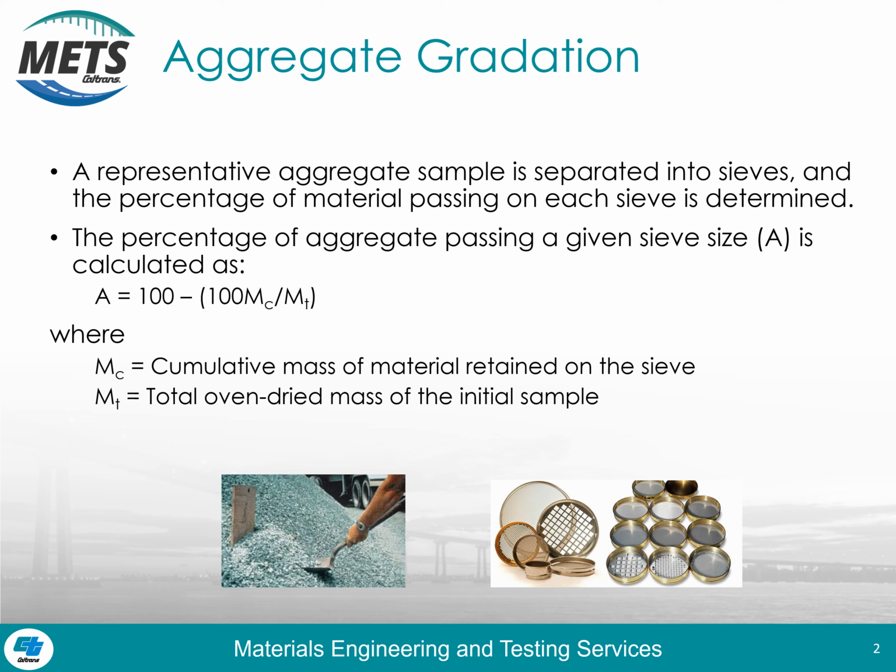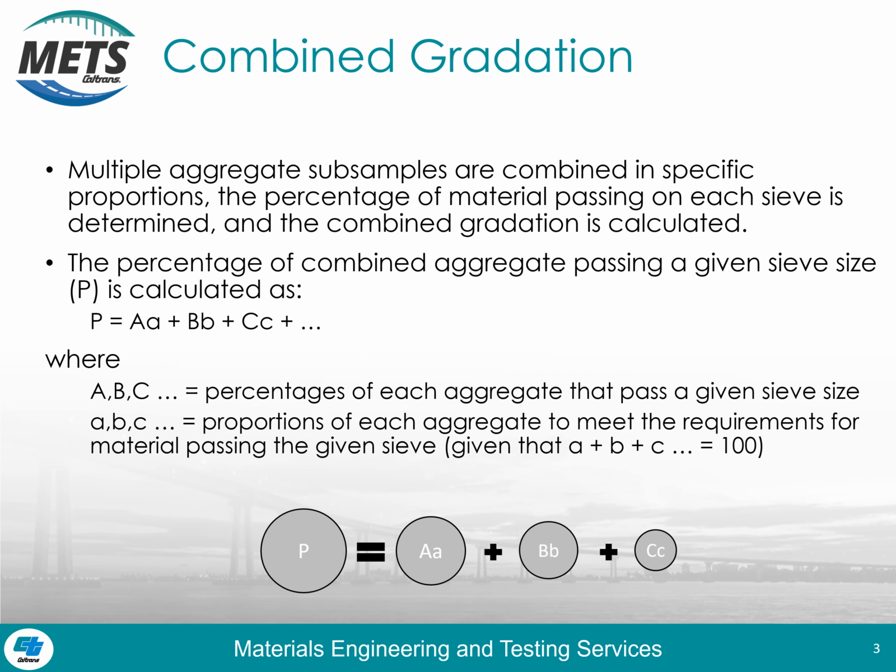If multiple aggregate samples represent the gradation, for example combining two stockpiles, you will need to create two sample records, submit a gradation test result for each sample, and link them together in the combined gradation reporting tool. Multiple aggregate subsamples are combined in specific proportions, and the percentage of material passing on each sieve and the combined gradation are calculated. For a given sample, in the formula, big A represents the gradation and little a represents the proportion. Depending on your aggregate mix, you may have up to 4 or 5 aggregate sources. Big P represents the combined percent passing for your gradation.